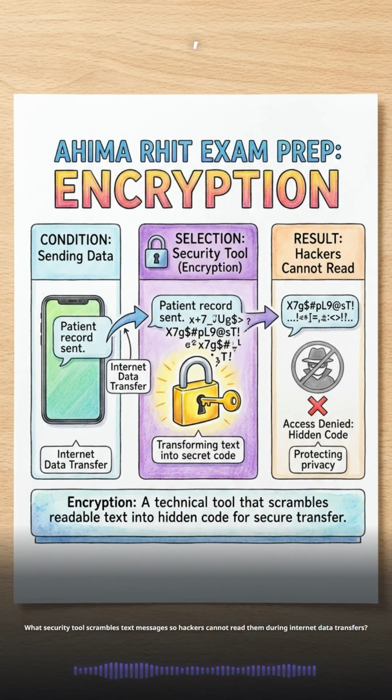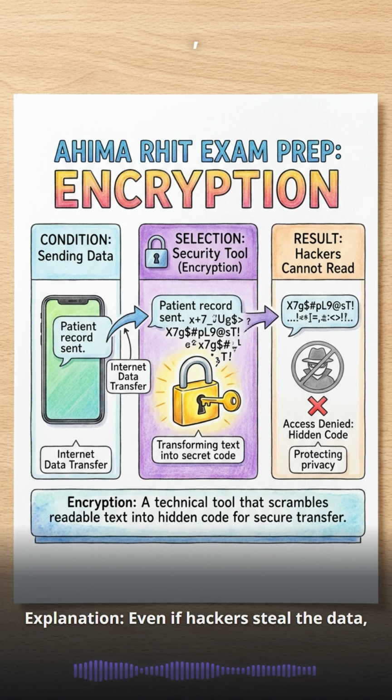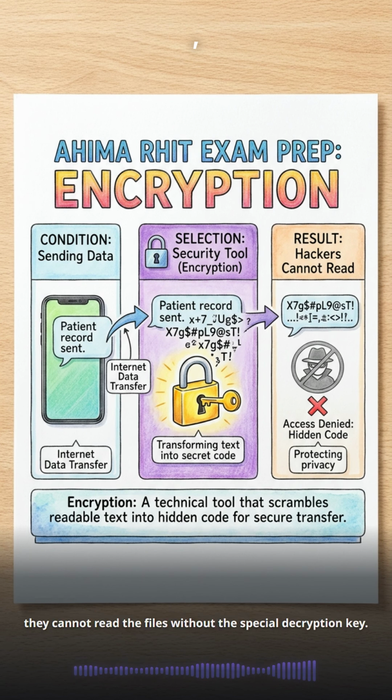36. What security tool scrambles text messages so hackers cannot read them during internet data transfers? Encryption is a technical security tool that scrambles readable text into a secret and hidden code. Even if hackers steal the data, they cannot read the files without the special decryption key.